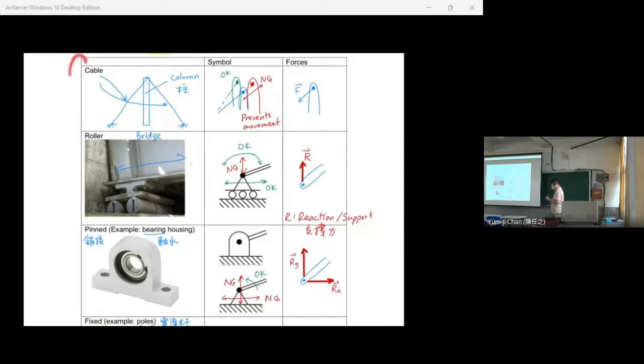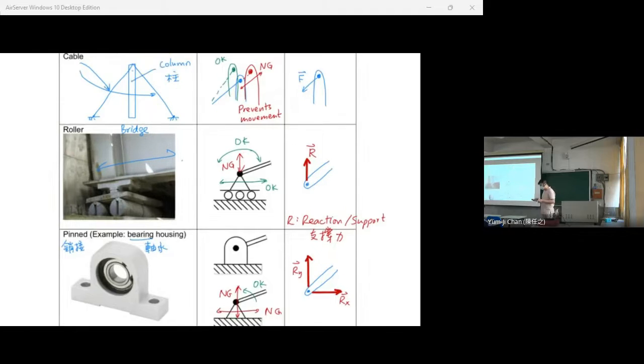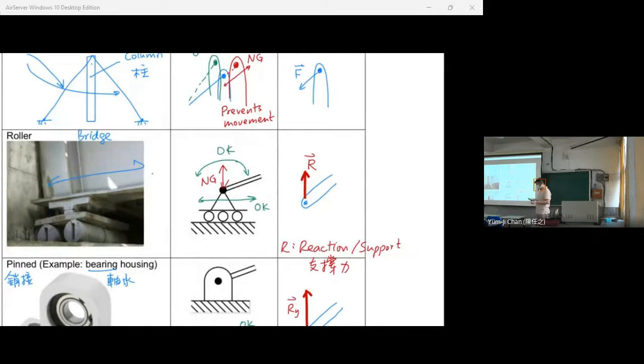The first one is cable and roller, pin, and fixed. And to determine how many support forces we need to draw or mark on the free body diagram, we determine can we move in a particular direction. If we can move in a particular direction, it means we do not have a force. But for example, in this pin joint, we cannot move up and down. So we have a support force in the vertical direction. And on top of the forces, we have moments.